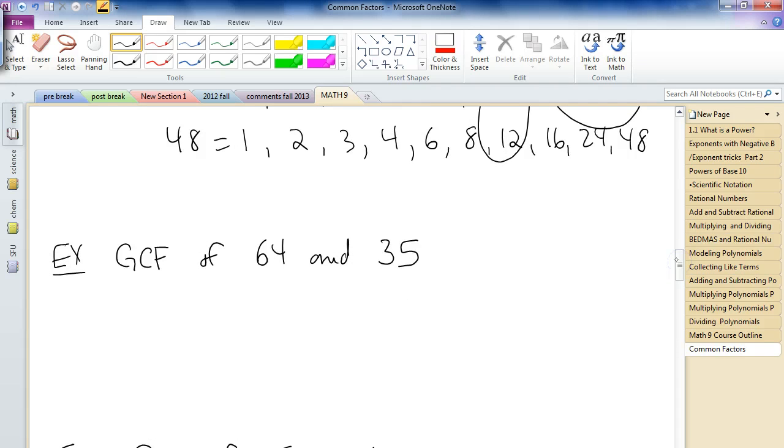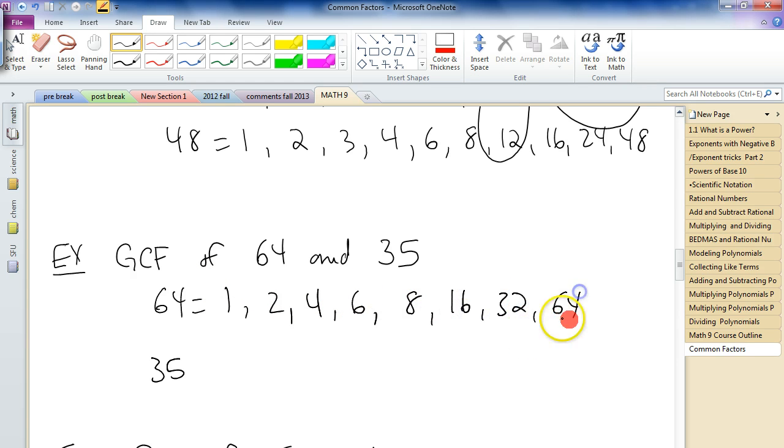64 and 35. So let's think this way. Again, the smaller number. Does the smaller number, 35, go into 64? It doesn't. So we're going to have to do some detective work here. For 64, we did above: 1, 2, 4, 8, 16, 32, 64. For 35, it's 1, 5, 7, 35.